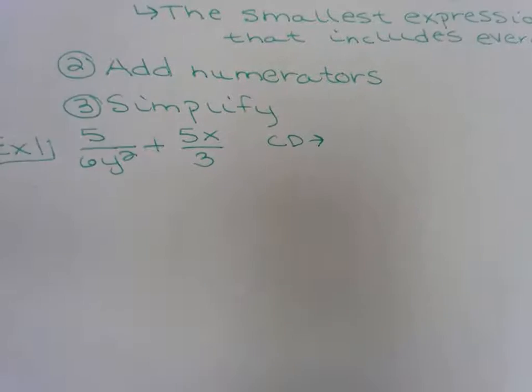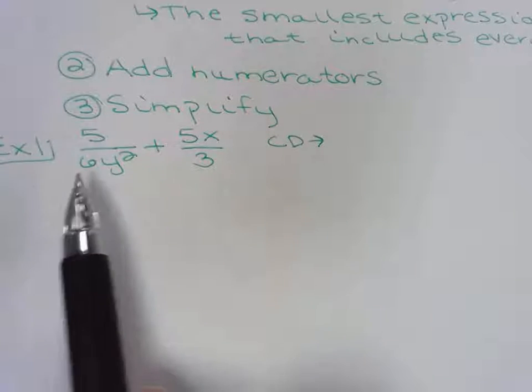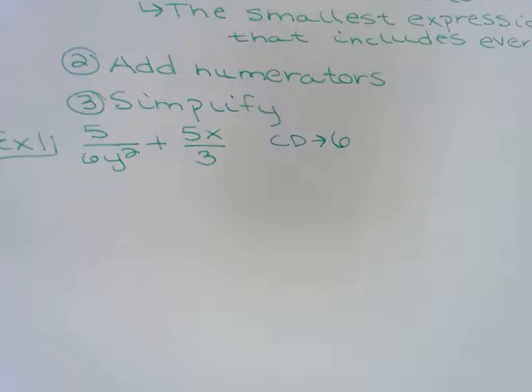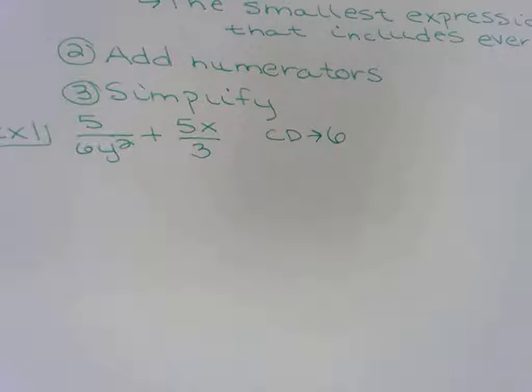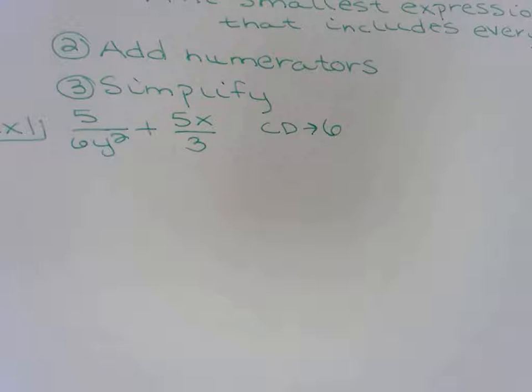Now, here's a hint. Look at your denominators first. Listen up, look at your bigger number and see if the smaller will go into it. So 6 is my bigger number. Will 3 go into 6? Yes. So you're kind of looking at it as a number part and a variable part. If your smaller number goes into the bigger number, then that's your common denominator. Common denominator is 6. That's your number part.